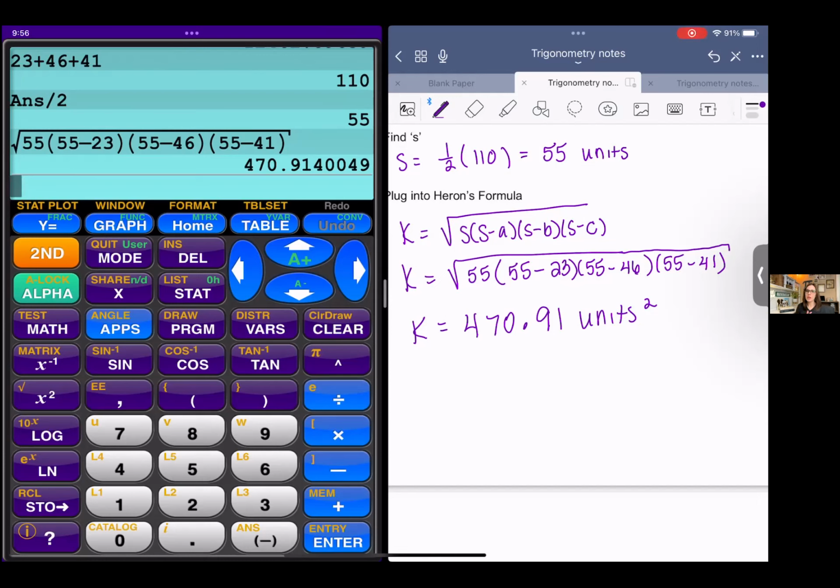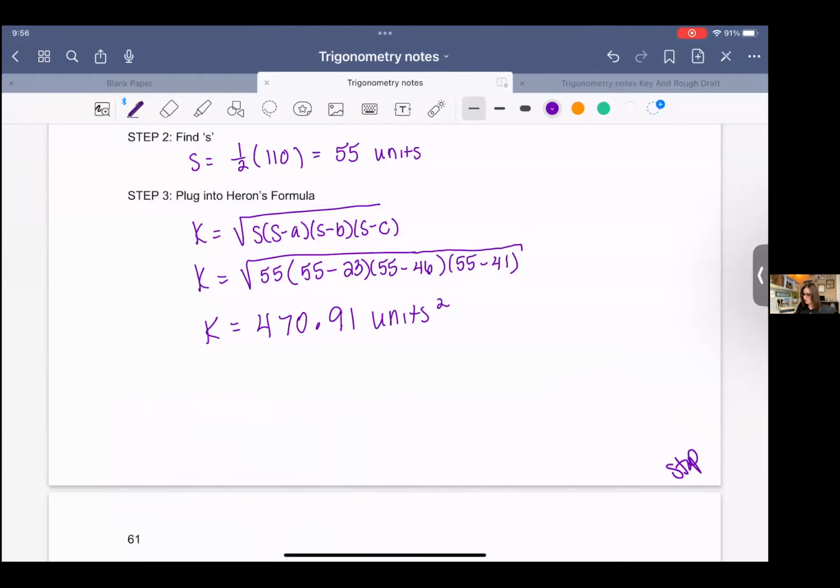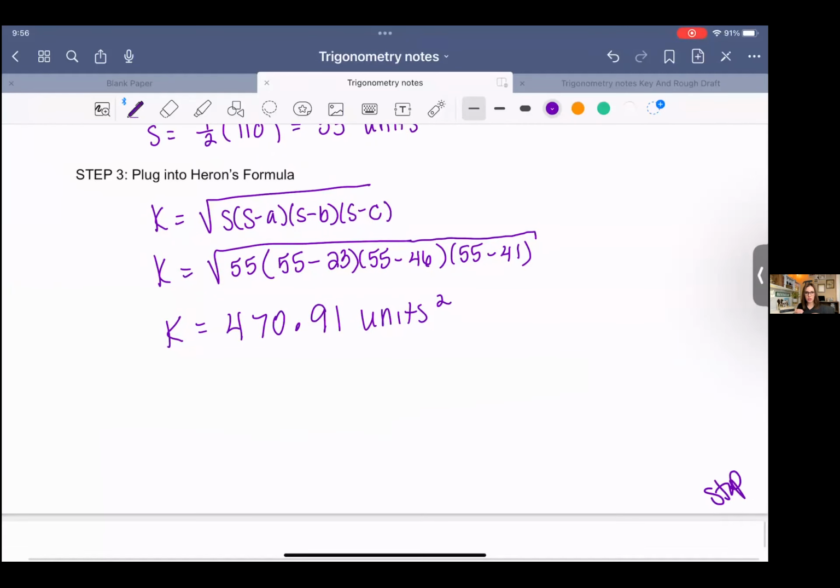I want to show you where this comes from so that logically you know why that works out. Underneath the square root, we have 55 units times 55 minus 23 units. So basically, this is units times units times units times units, which is units to the fourth. But when you take the square root of units to the fourth, you end up with units squared.